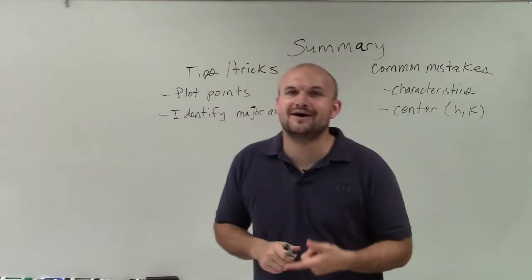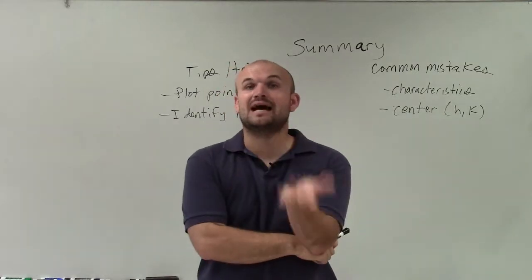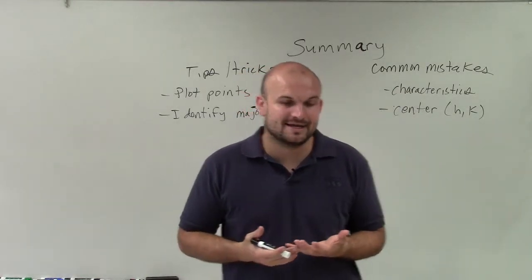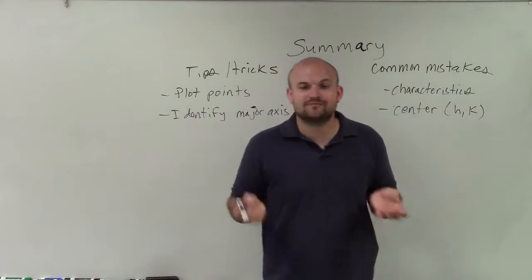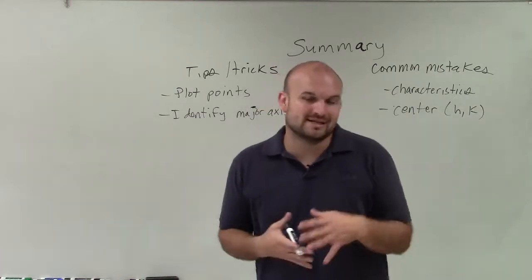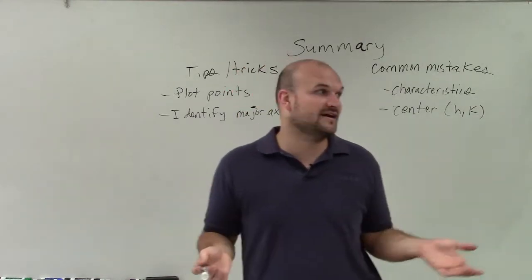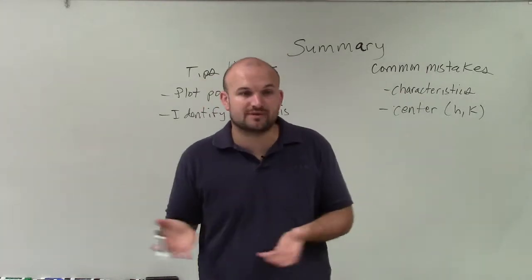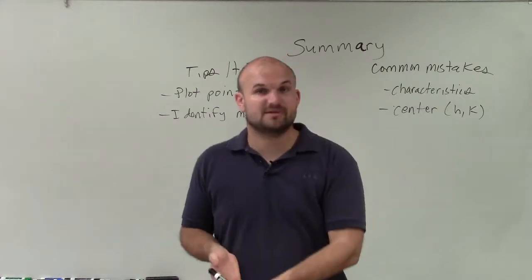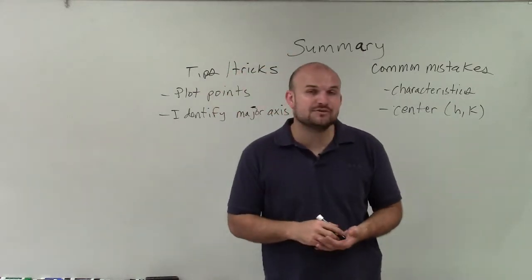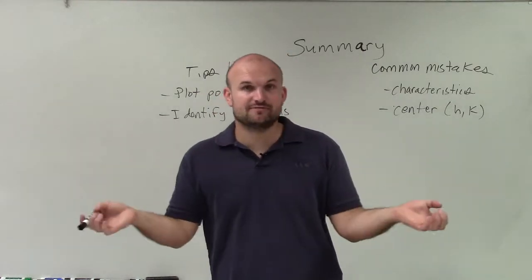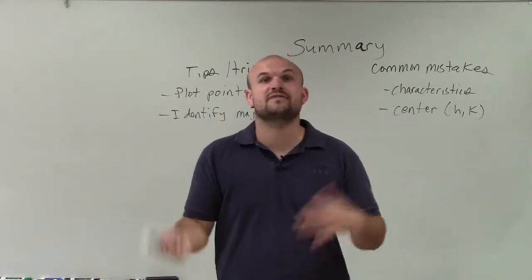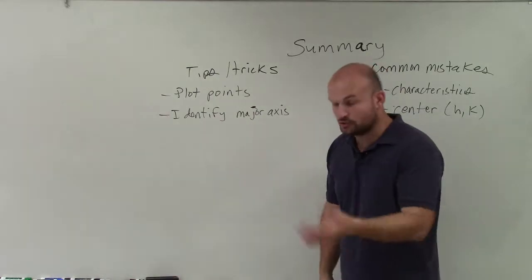is plot the information. First off, plot the information on a graph, and then from that information be able to identify where your major axis is. And by identifying the major axis, that's going to tell you which equation you're going to be writing, an equation with a major axis horizontal or one that's going to be vertical. And once you have that information, then we just use the information to determine our a squared, our b squared, as well as our vertex, and then plug them into the equation.